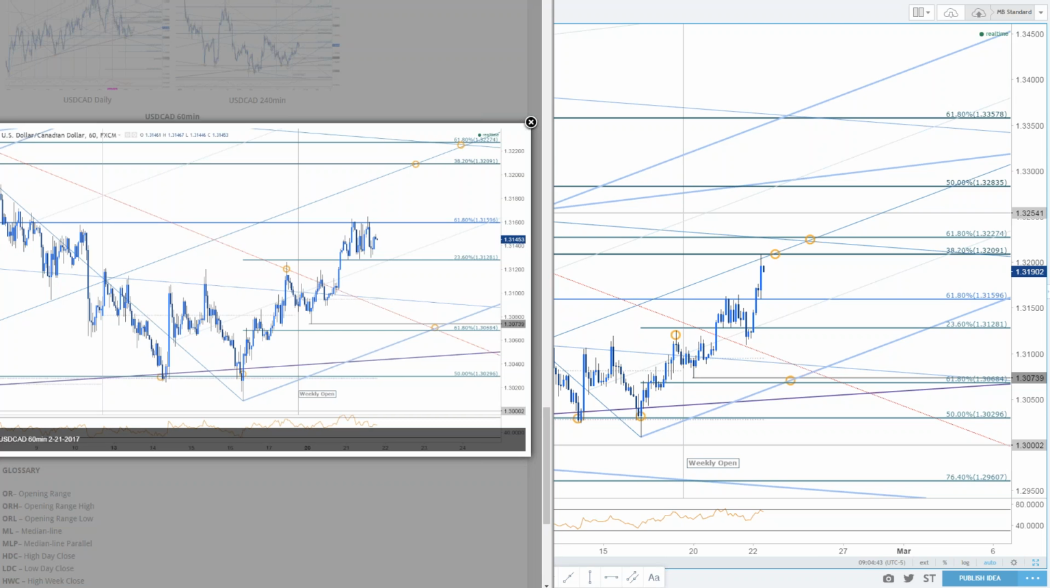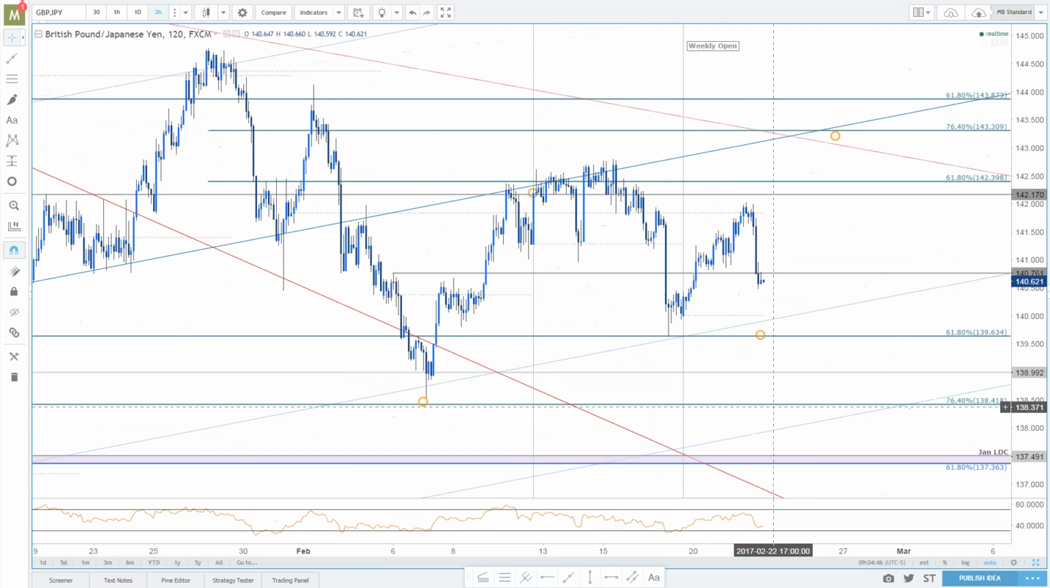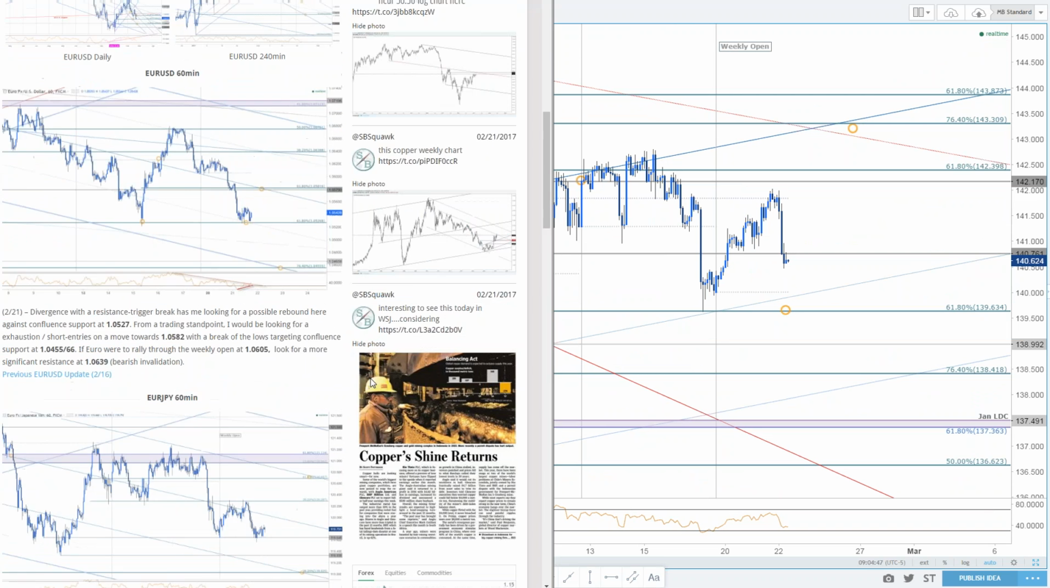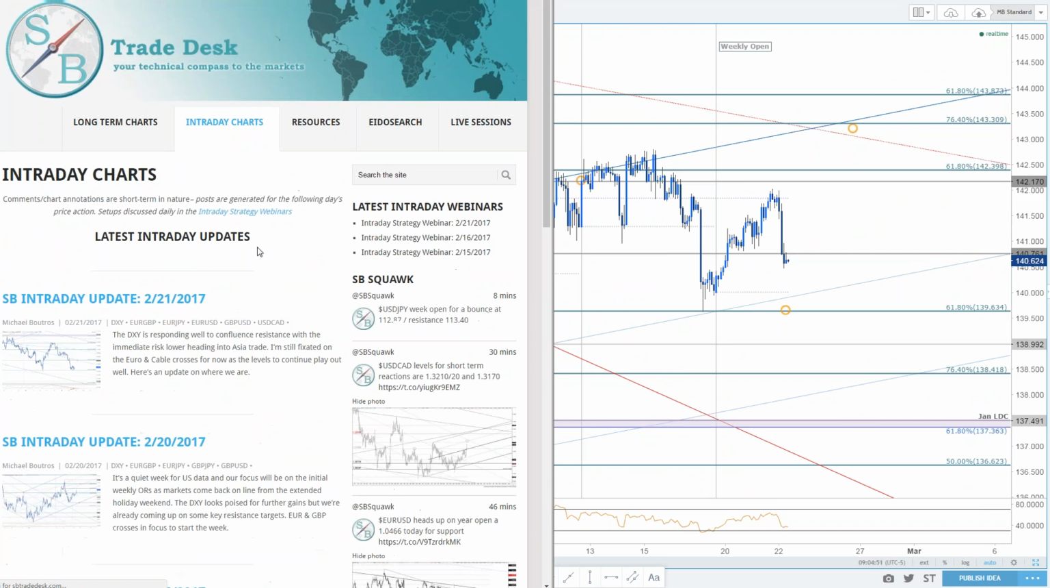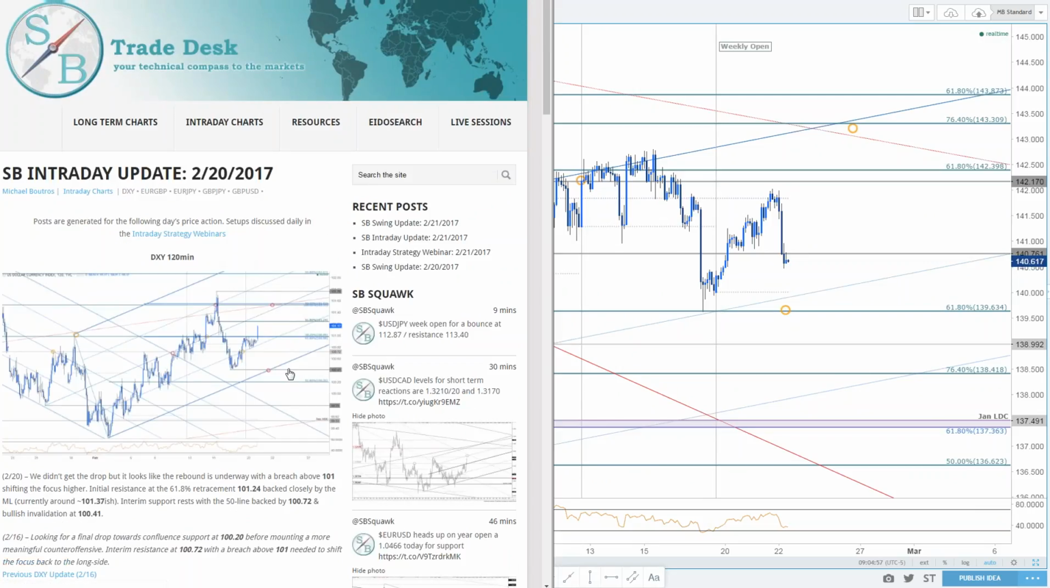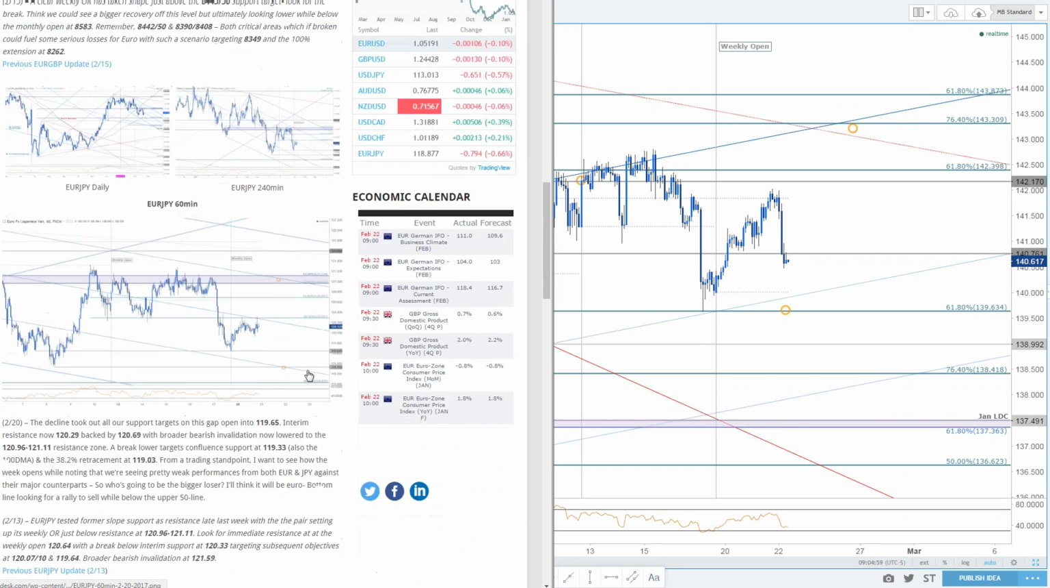But here's pound yen. And for pound yen, it followed the game plan perfectly from earlier in the week. So if we go to the intraday charts and go to the update from the 20th, which was Sunday, or this was the Monday because of the holiday, where's pound yen?